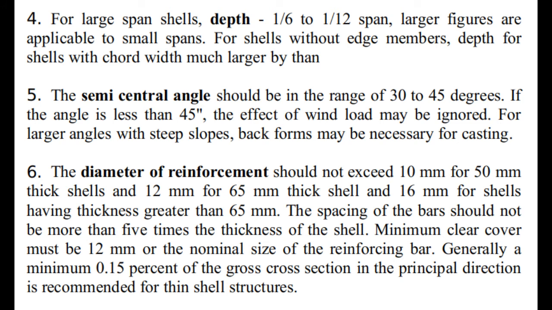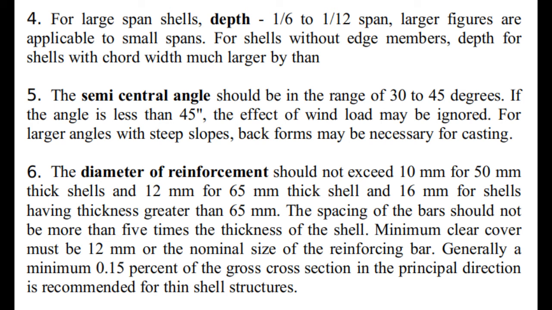Number 4. For large span shells, the depth should be between 1/6 to 1/12 of the span. Larger figures are applicable to smaller spans. Now for shells without edge member, the semi-central angle should be in the range of 30 to 45 degrees. If the angle is less than 45 degrees, the effect of the wind load may be ignored. For larger angles with steep slopes, back forms may be necessary for casting.